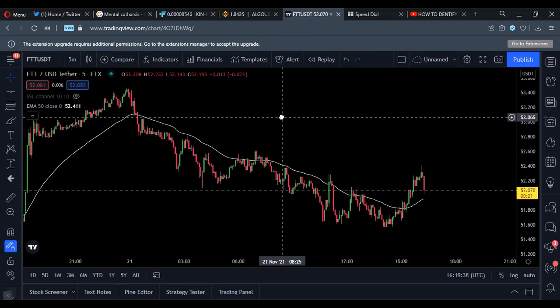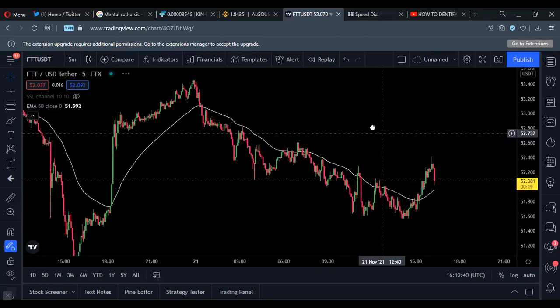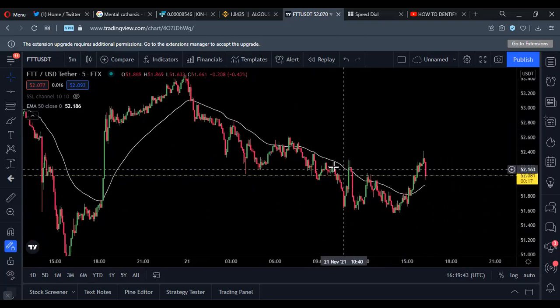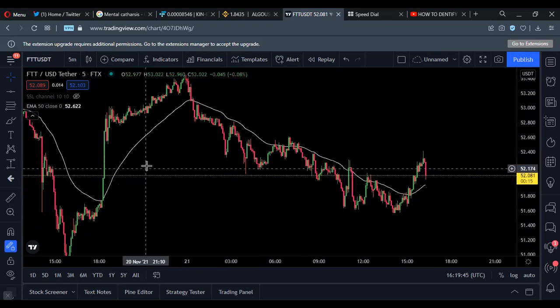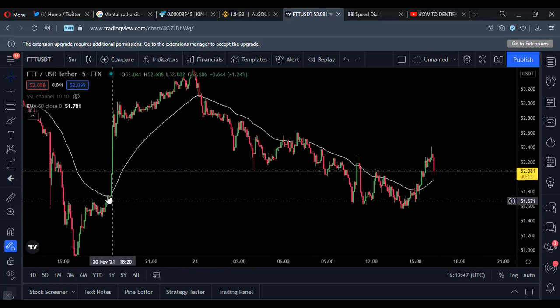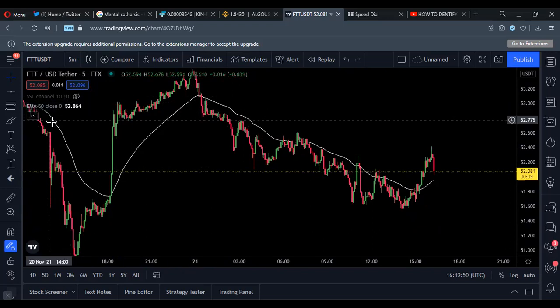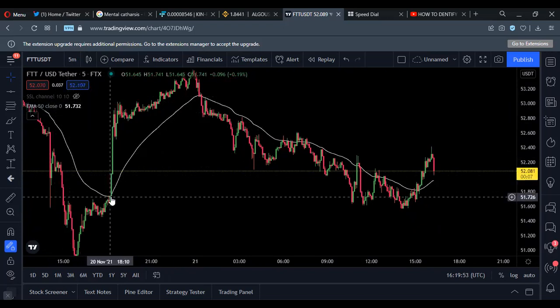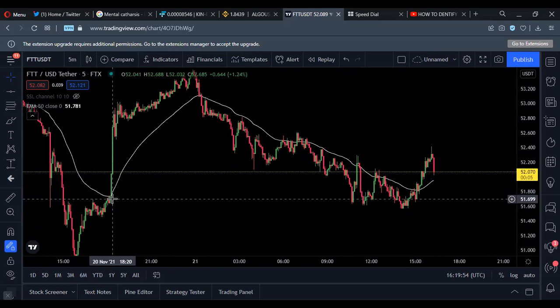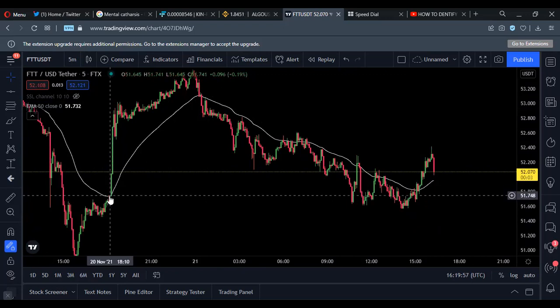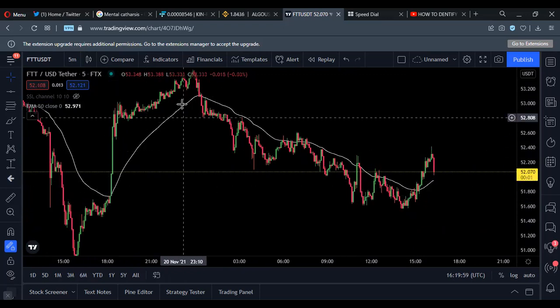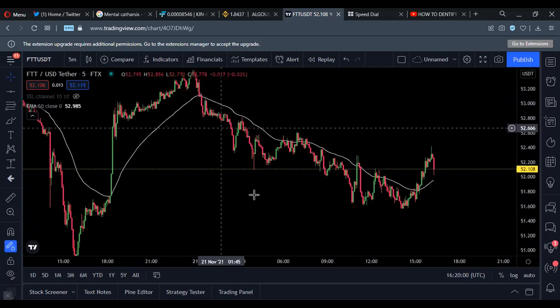Now, what is the function of the 50 EMA? What the 50 EMA does is that it helps us to get an entry. We can only be entering this trade when we see the price coming to retest the 50 EMA. See what I mean by retesting? I mean touching it. Anytime it touches it, that's a good time for us to enter. For instance, it touched it here, it was a good time to enter. It touched it here, it was a good time to enter.